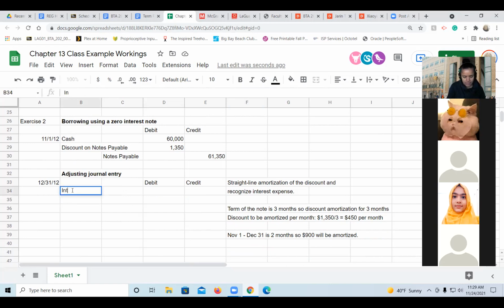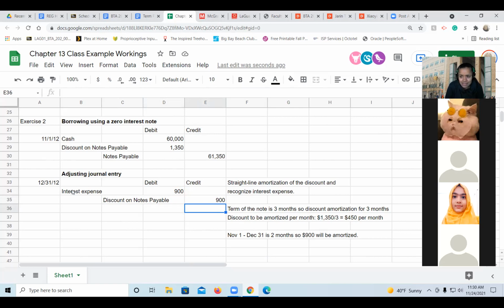Okay, so you're going to debit interest expense because you have to recognize interest for 900, and you're going to credit the discount on notes payable. So the discount balance, just like what we saw with investments, will get smaller and smaller as time goes by until the maturity date, at which the discount balance will be zero, and it would all be recognized as interest expense because the nature of this discount, quote unquote, is actually interest, right?